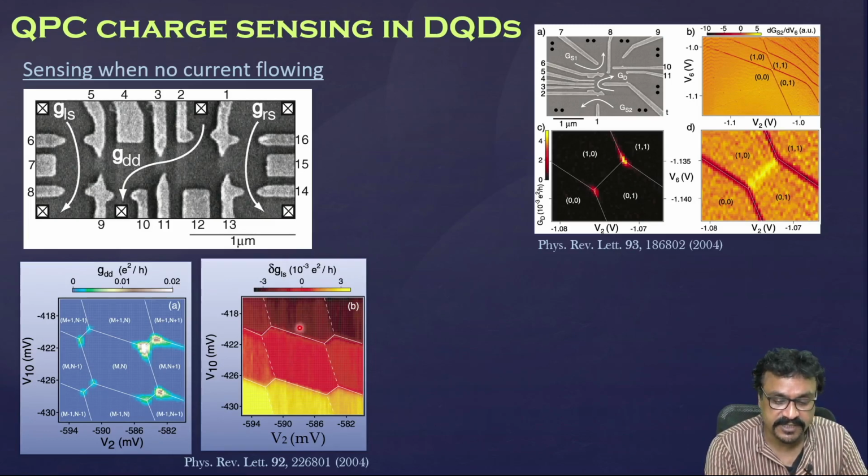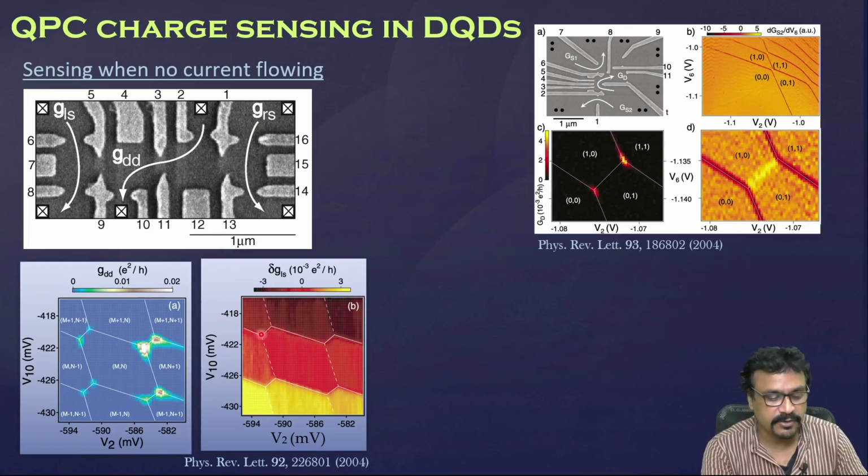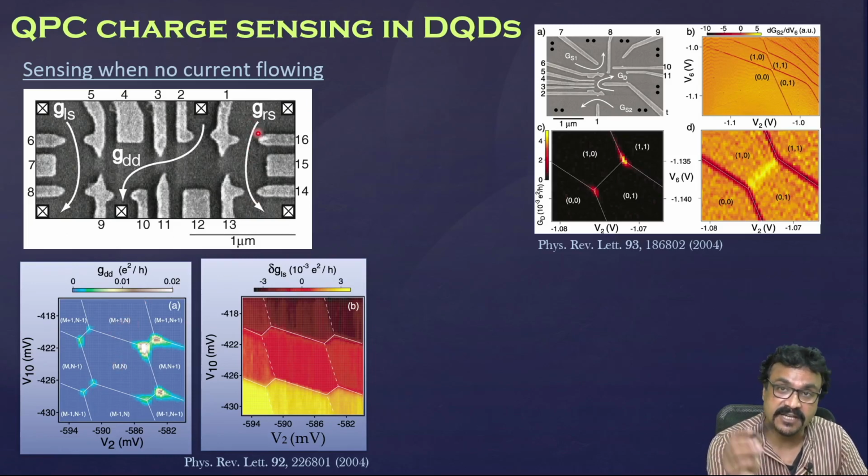when you change the gate voltage in this direction. There is no current flowing through, but you are changing the charge configuration. Okay. You are going from n plus 1 to n. So, the overall charge of the system has changed, and this is sensing the charge, not the current.